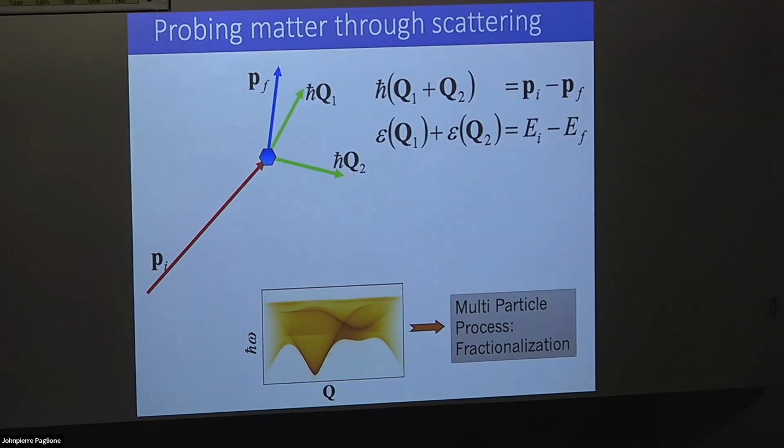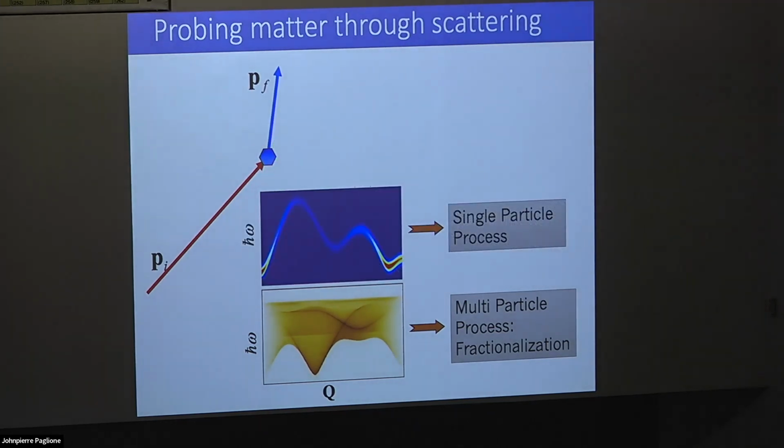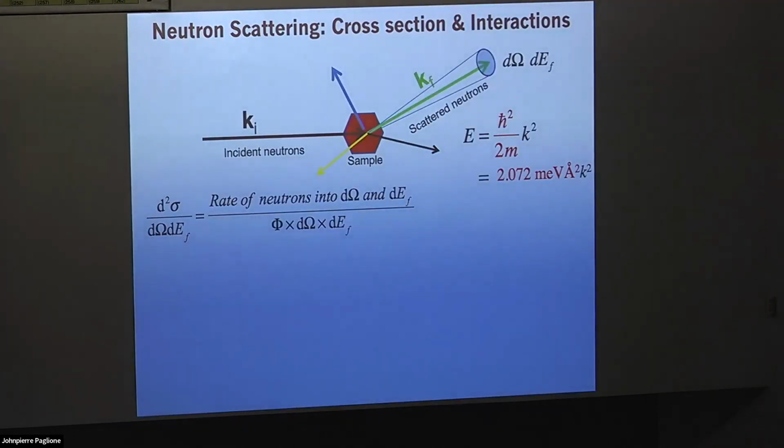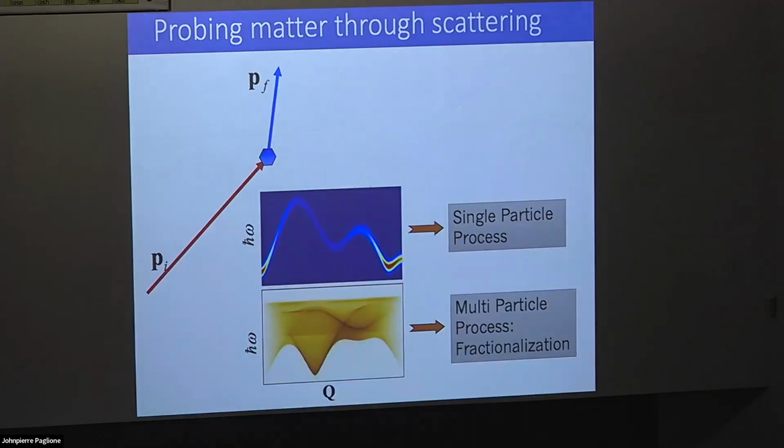Essentially, what we're thinking about is a process of a neutron with certain momentum coming in, and a certain scattered momentum. We measure the probability of scattering as a function of wave vector transfer and energy transfer in this scattering process. You can simply think of it as a collision.